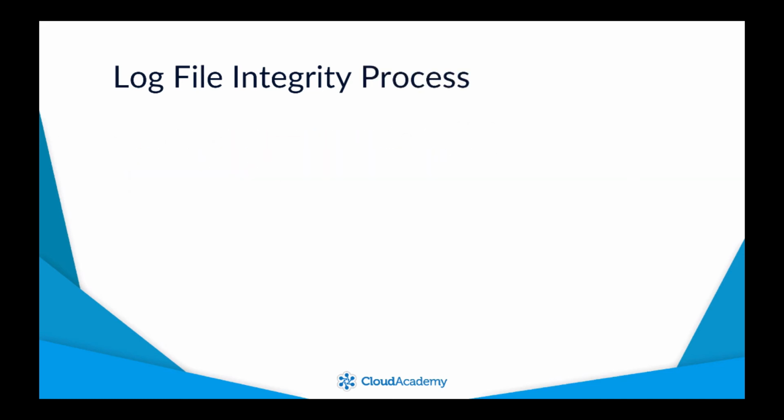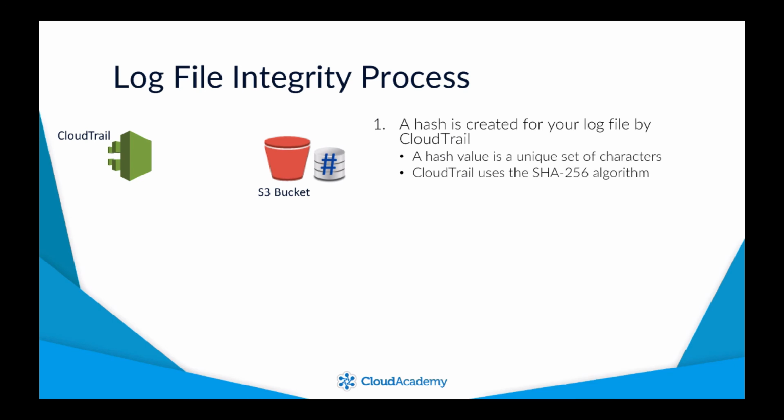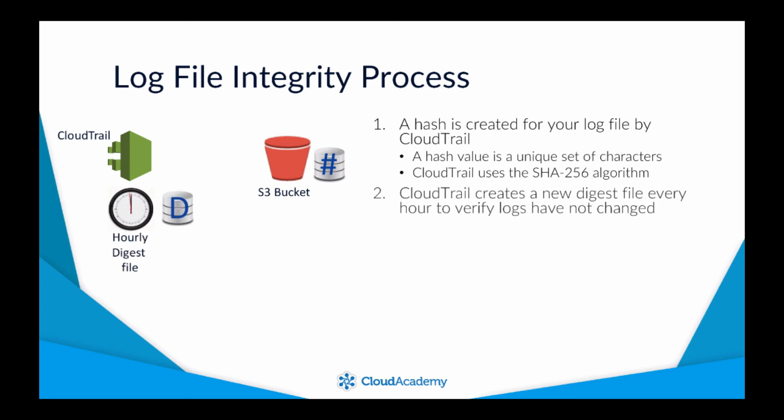When a log file is delivered to your S3 bucket, a hash is created for it by CloudTrail. A hash value is a set of unique characters that are created from a data source, in this case the log file. The hashing algorithm used by CloudTrail is SHA-256. In addition to a hash, for every log file created, CloudTrail creates a new file every hour called a digest file, which is used to help verify your log files have not changed.